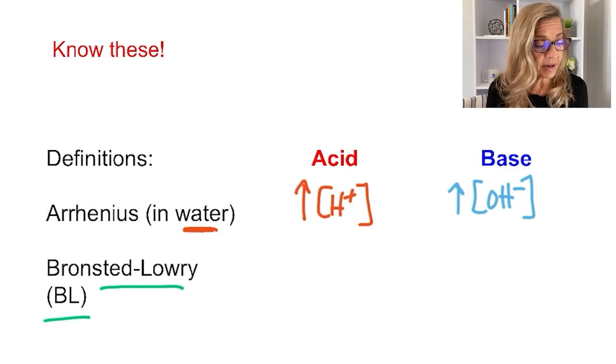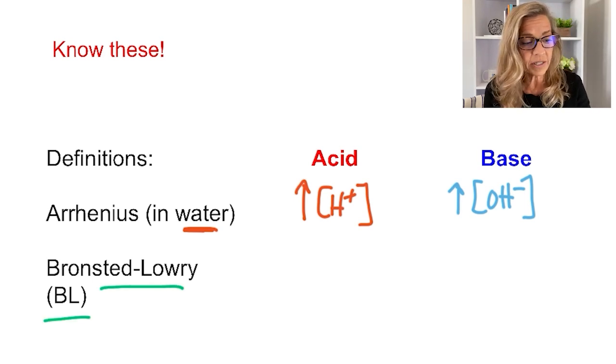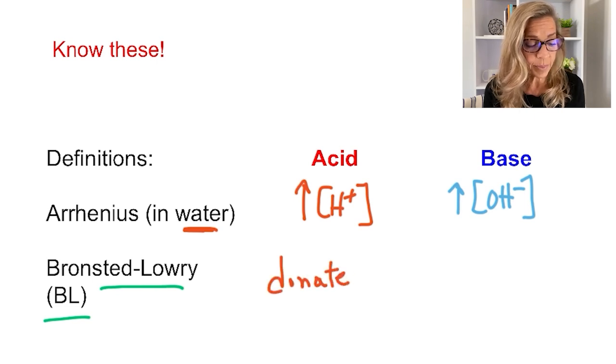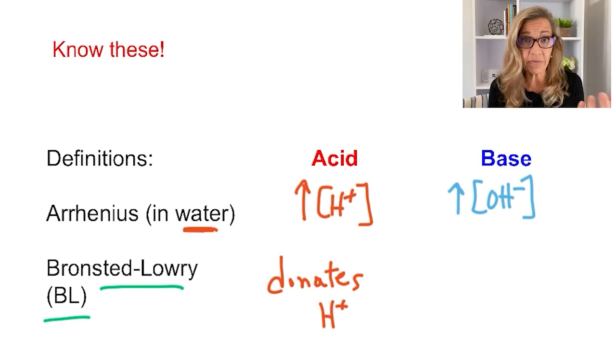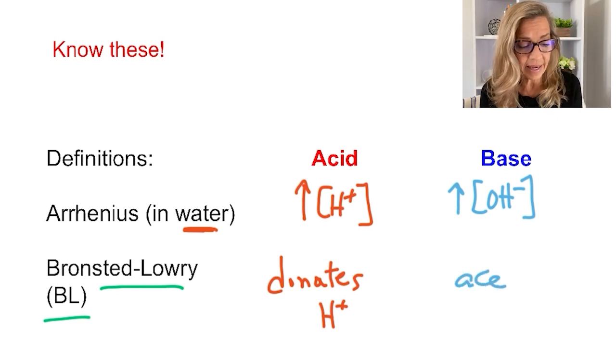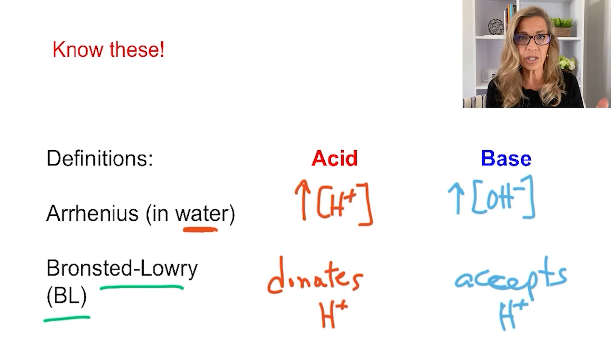So we have this other definition, which is Bronsted-Lowry, I abbreviate BL, and it's very similar actually. An acid is anything that donates an H+. Okay, so in a reaction, if something provides an H+, it's an acid. And then a base is anything that accepts an H+. And so our definition is all about the H+. So in a reaction, I want you to look for H+, what's coming and going.